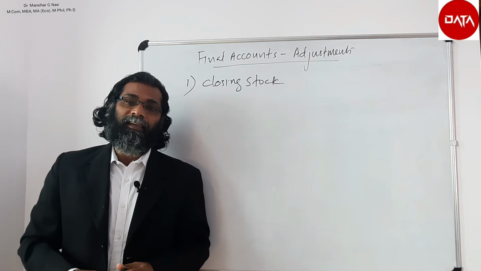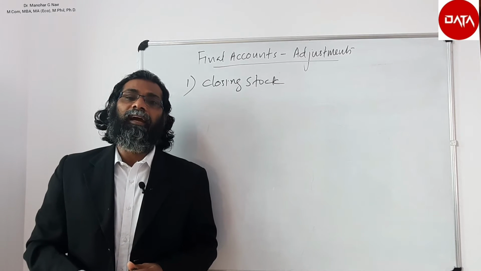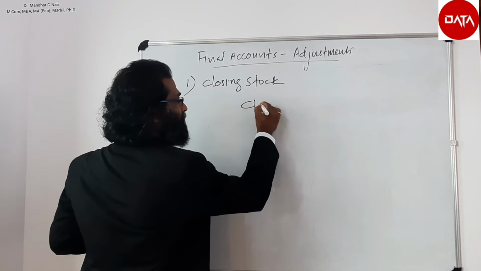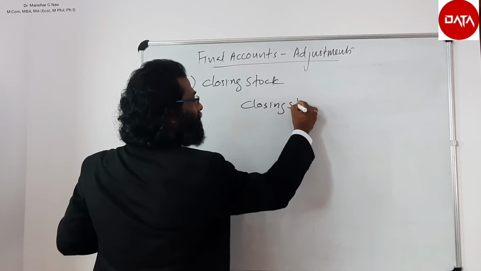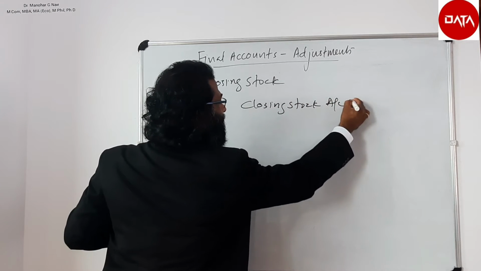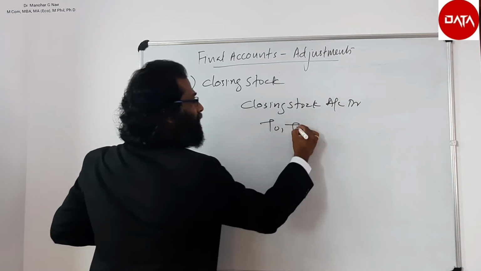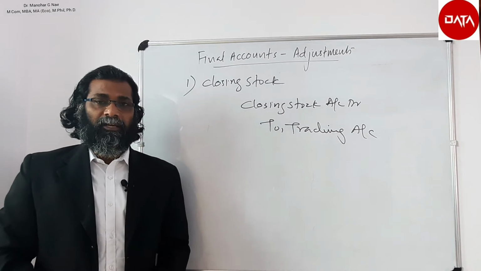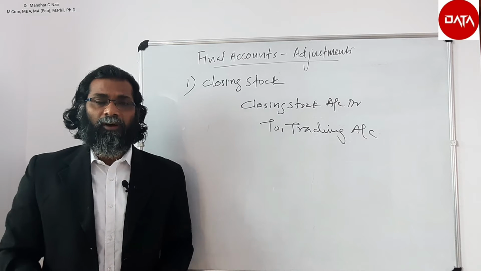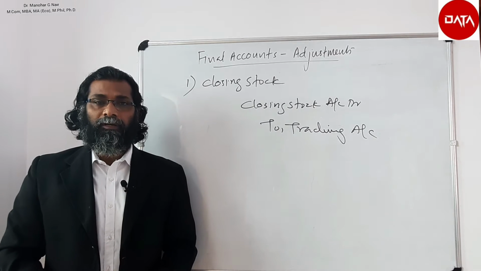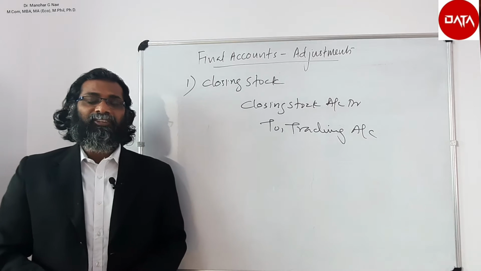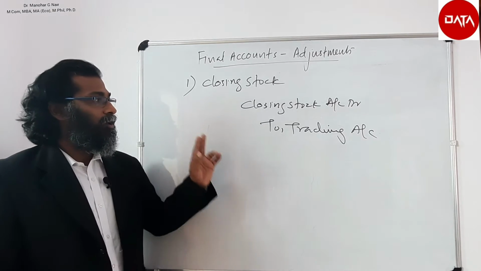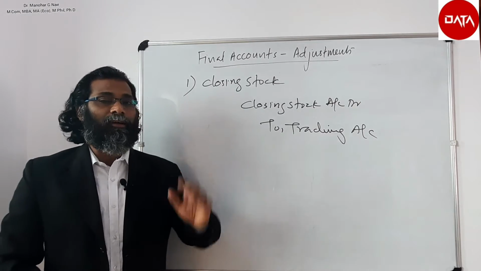So what will be the closing or the adjusting entry? The adjusting entry is closing stock account debit to trading account. This adjusting entry has to be passed to bring the closing stock into the books of account. Closing stock is given outside the trial balance. Journal entry: closing stock account debit to trading account.